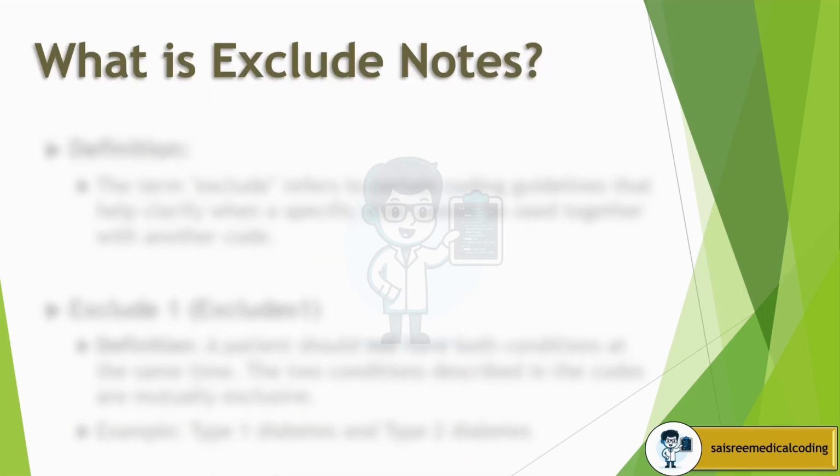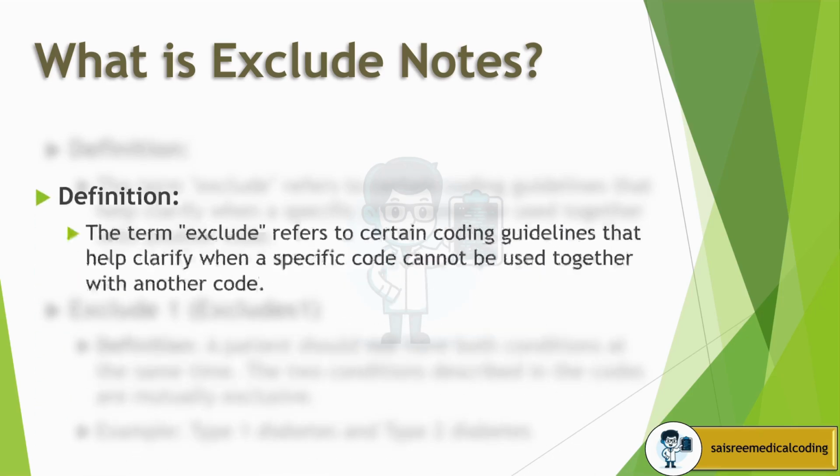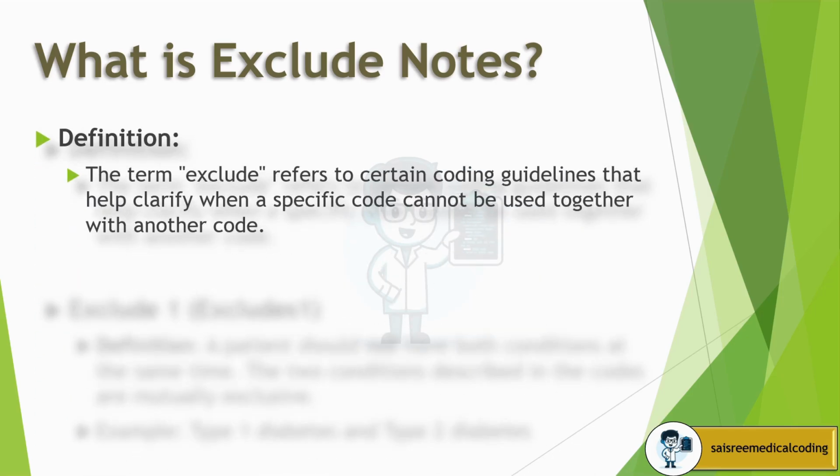First one, what is exclude notes? We have a definition here. The term exclude refers to certain coding guidelines that help clarify when a specific code cannot be used together with another code. In simple terms, this exclude note gives clarity on where a specific code cannot be used together with another code, or where a specific code can be used together with another code. We will have different types of excludes: exclude 1 and exclude 2.